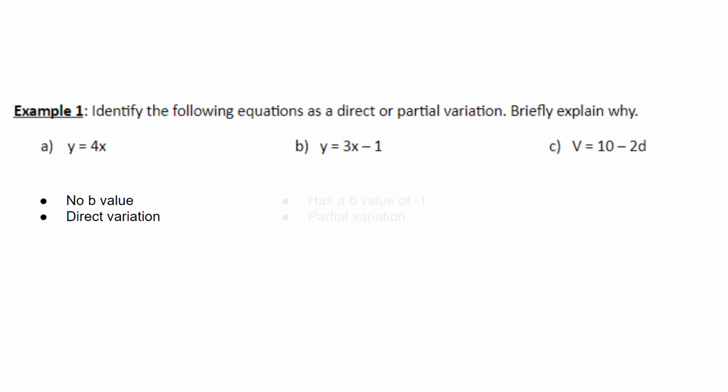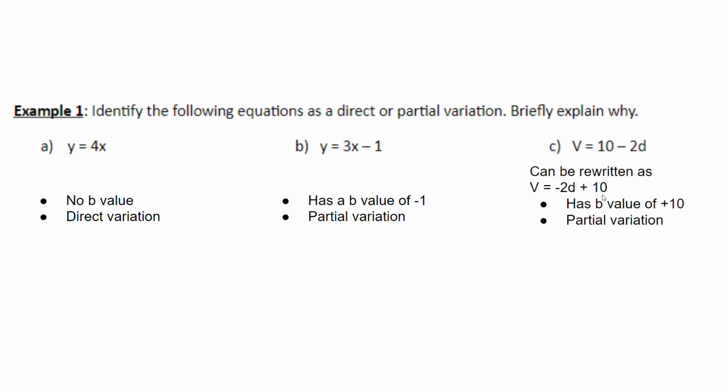Moving on to part B. We have a b value of minus 1 over here, so this is a partial variation. Likewise over here, we can rearrange this equation so that it becomes negative 2d plus 10 equals v. So we have a b value of plus 10 and this is a partial variation.